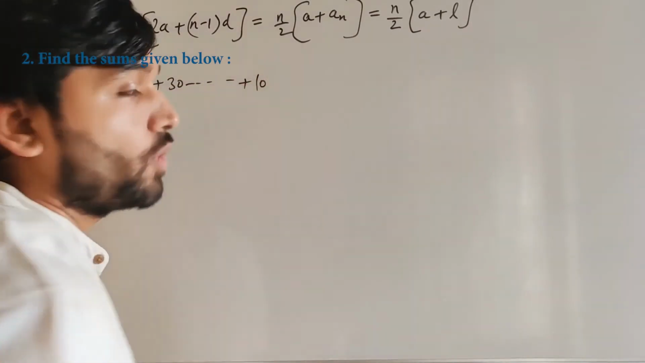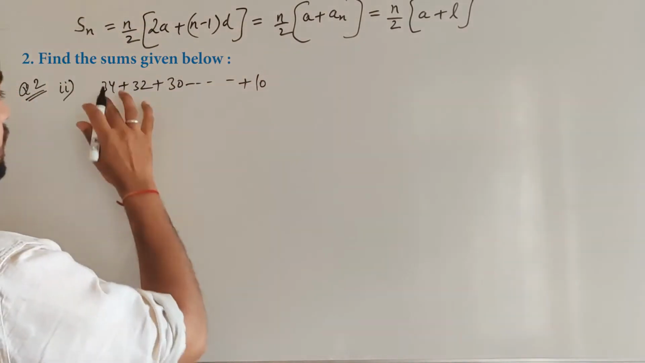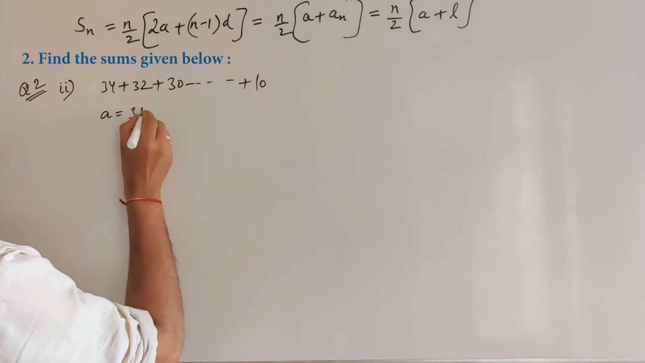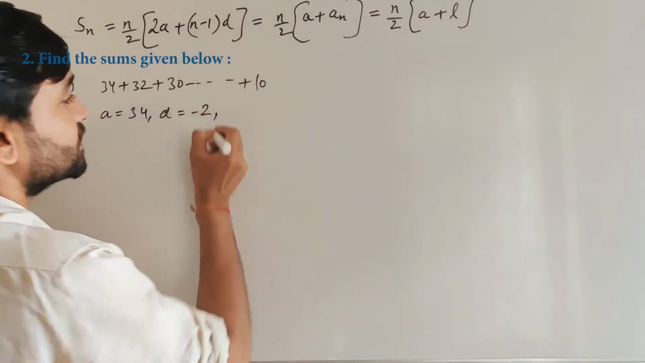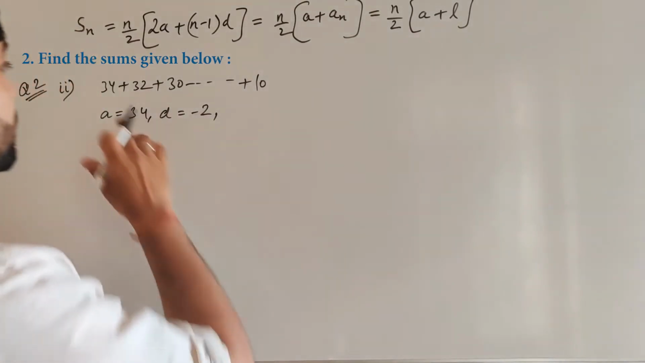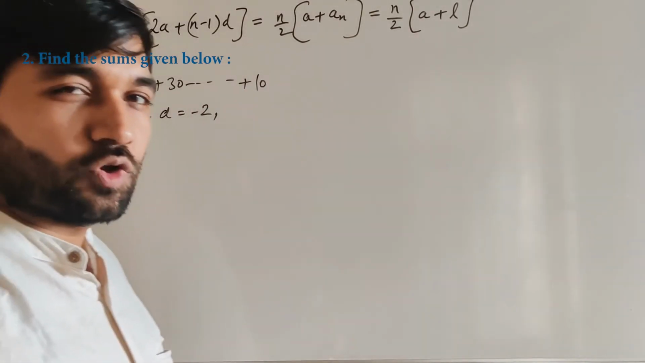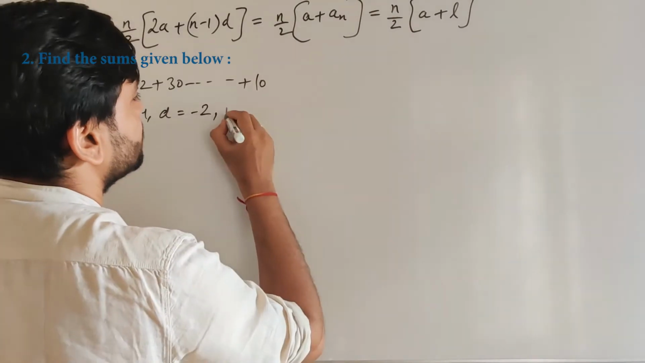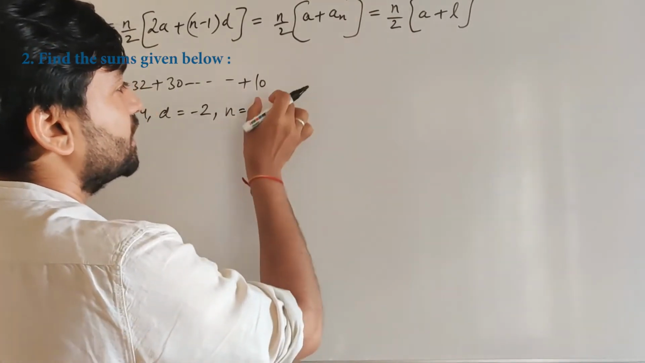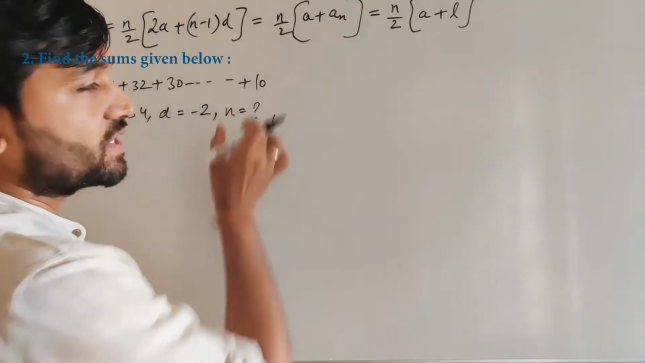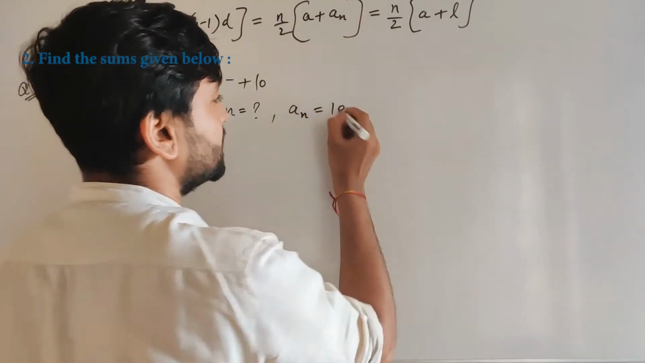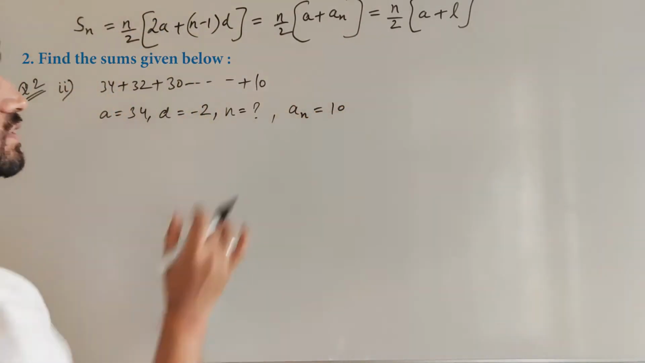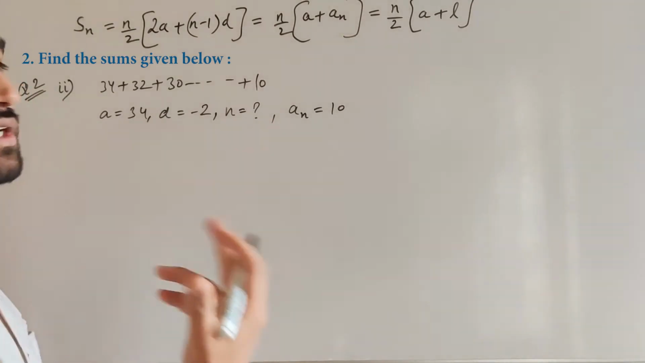Okay, so quickly, the first term a is 34. The common difference is 32 minus 34, which is minus 2. You have to find the sum of all these terms here. But we don't know the number of terms here. So the number of terms is what we're supposed to find. Here in the sequence, the last term is given. That means the nth term, an, is given as 10.